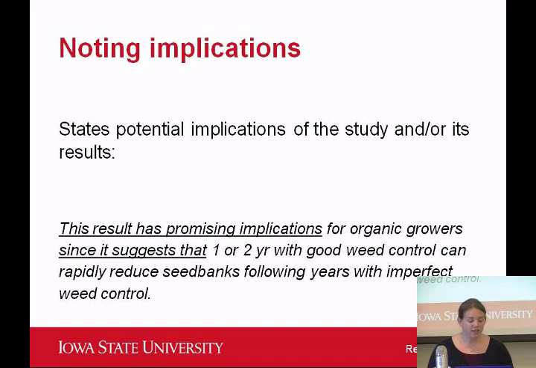And so we can see here the authors say, this result has promising implications for organic growers, since it suggests that 1 or 2 years with good weed control can rapidly reduce seed banks following years with imperfect weed control. So they're telling us that their results have suggestions, have promising implications, and that these results imply something that they don't necessarily know entirely from their findings, but that this is the implication of their results.